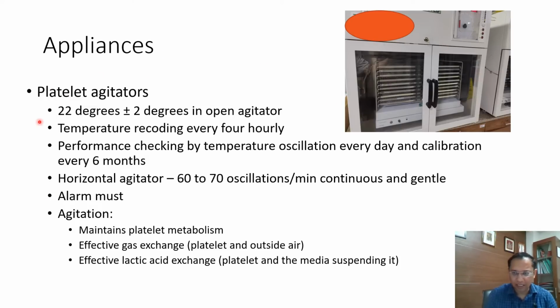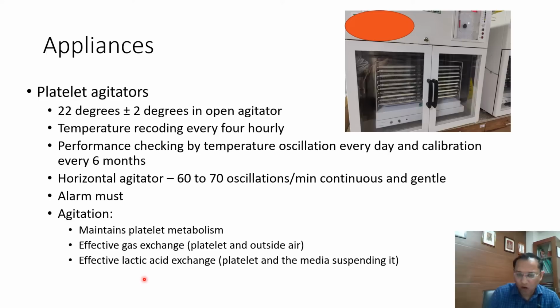These are platelet agitators. The platelets have to be stored at 22 degrees plus or minus 2 degrees, and with constant agitation. The constant agitation basically helps you with better gaseous exchange and decreases the formation of lactic acid. So the viability of the platelet remains better. Of course, the temperature recording has to be done every 4 hourly. Performance checking has to be done for these, and the calibration every 6 months.